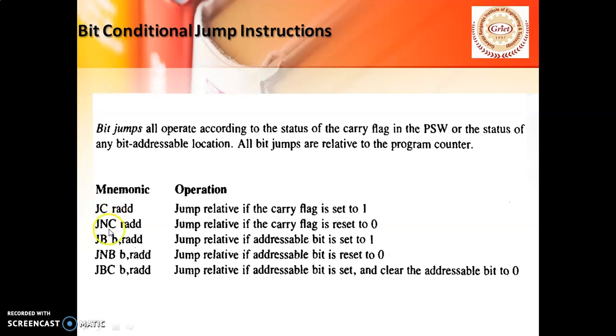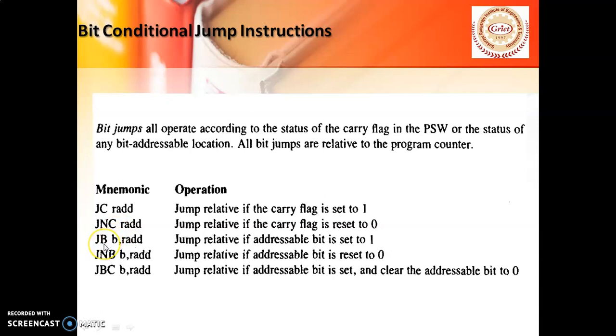The second instruction we have is JNC relative address. It means carry flag is equal to 0. So what happens here? It is going to check the condition. What does JNC stand for? Jump if no carry. It means carry is equal to 0. Whenever the program control executes this instruction and finds that carry is equal to 0, it is going to jump to this relative address and execute the instructions from that memory location. If the condition is false, it executes the next instruction in sequence.